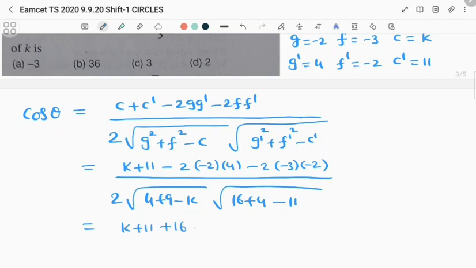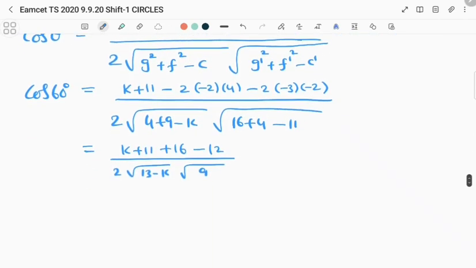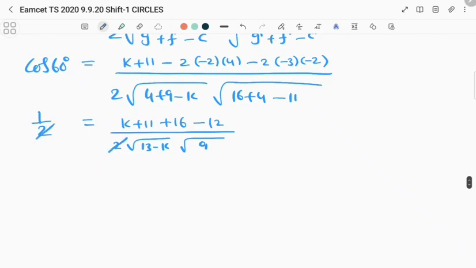So which is equal to K plus 11 minus 16 minus 12 by 2 root 13 minus K root 20 minus 11, cos 60 degrees. It is cos 60. Pi by 3 means what? 60. 1 by 2. So here 2 get cancelled. Cross multiply. Root 13 minus K into 3 root 9. So here 11 minus 12 is minus 1, 16 minus 1, K minus 15, so plus 15.